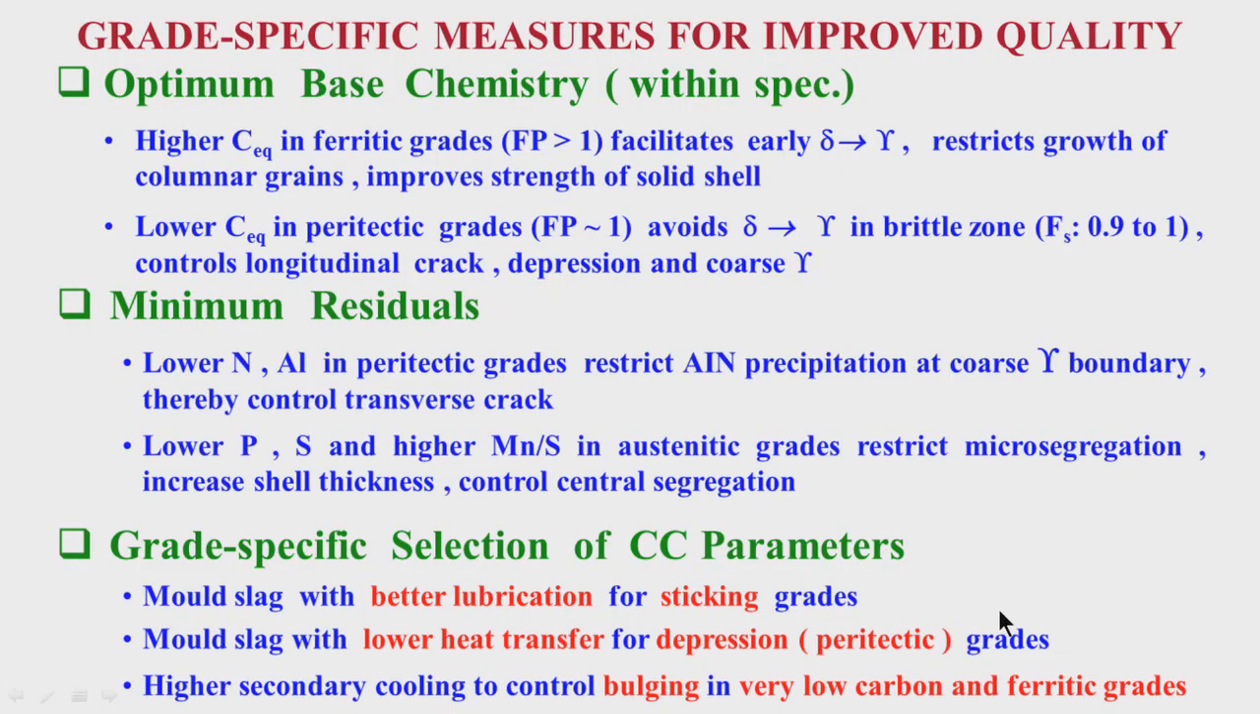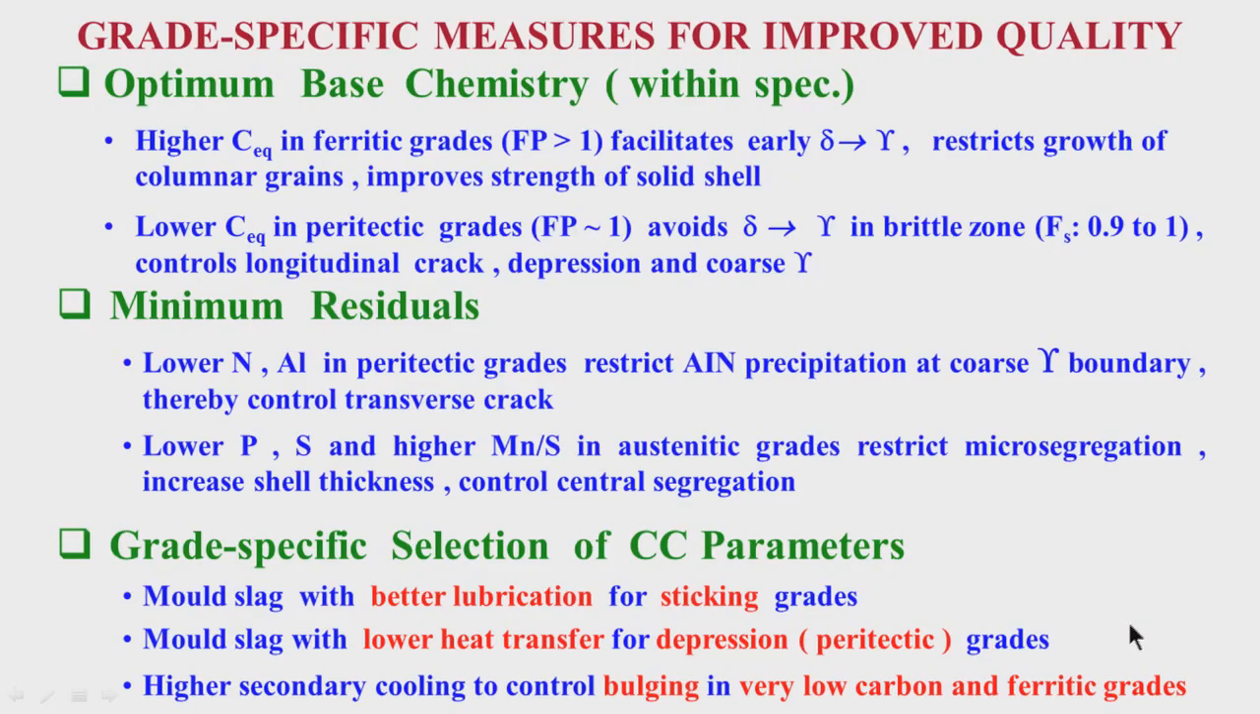So what do you do for such grades? For such grades, you control the heat transferred in the mold, because everything is taking place in the mold. Surface solidification and subsurface solidification are taking place in the mold. Maybe about 10, 12 or 15 millimeters is already cast in the mold. So whatever control you have to do, do it in the mold by using mold slag with characteristics of low heat transfer. Mold slag should be such that the heat transfer is low and uniform throughout the periphery of the mold. That means addition of powder is very important.